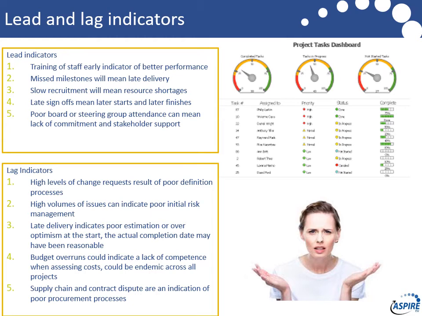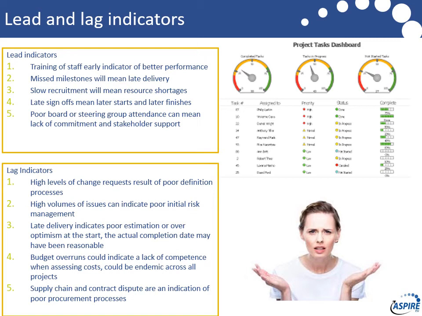An important aspect of this is lead and lag indicators, which we've covered in the course, which people don't always think about. So what are those early indicators that suggest things could be going wrong? And what are those early indicators that things are going to turn around? So we've just put a few lead indicators there. Training of staff's usually an early indicator of better performance, but you could be a year or two away. A missed milestone will mean late delivery. So you're coming up, somebody starts reporting they've missed a milestone. There's a lead indicator that you're going to have problems with that project.